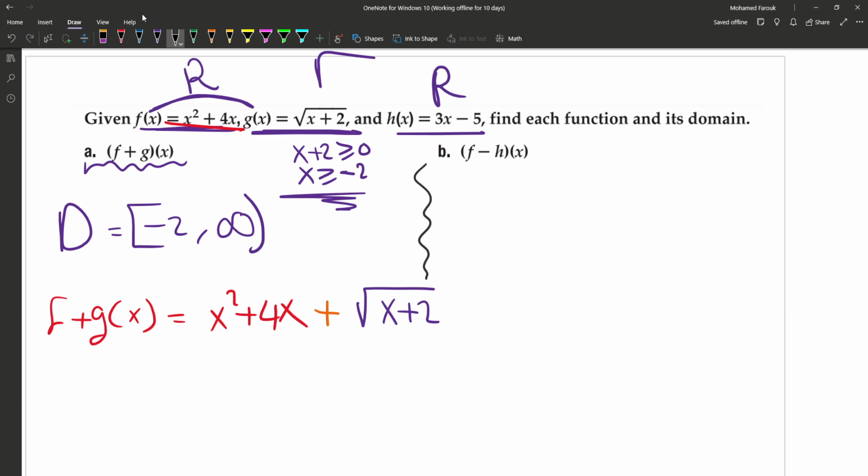Okay, second question. I need f minus h of x. At first, the domain is the same. F is real numbers and h is real numbers, so the common domain between them will be all real numbers. It will be R.